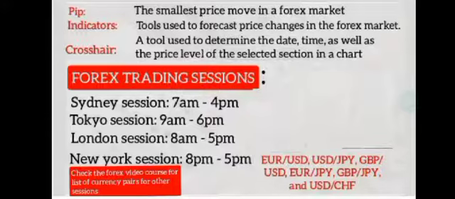For the Tokyo session, it starts trading from 9 a.m. to 6 p.m. London session from 8 a.m. to 5 p.m. New York session from 8 p.m. to 5 p.m. So what this means is that there are some pairs that actually open by 7 a.m. That is, by 7 a.m. you start getting liquidity. That is, the pairs are moving in a very nice trending manner.